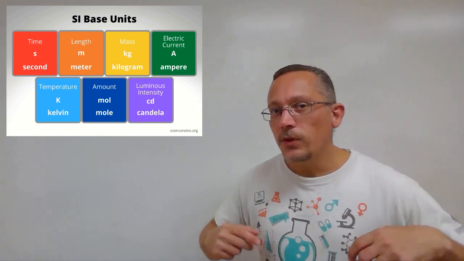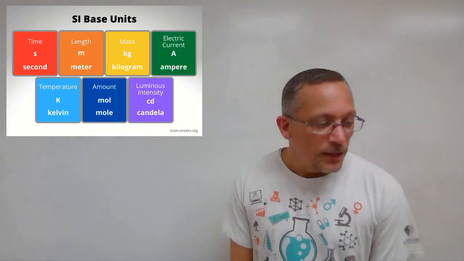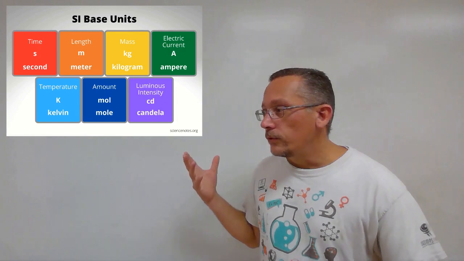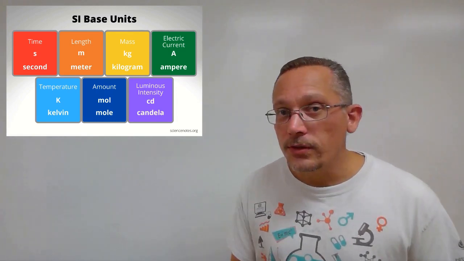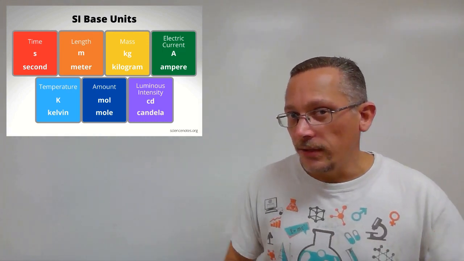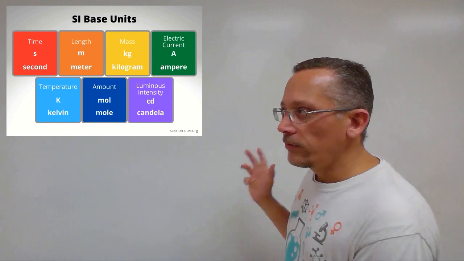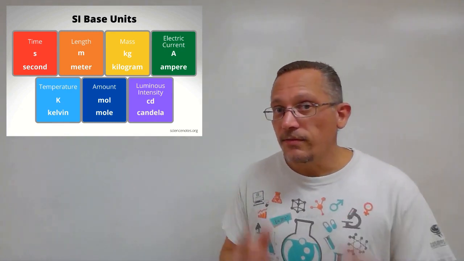We can combine them. We can make derived units like the meter per second to measure a speed. We can put them together in more complex ways, like we measure force in a unit called a newton, but a newton is a kilogram meter per second squared. So it's made up of several base units. But that's all the units that we have in the metric system. There are 7 of them.